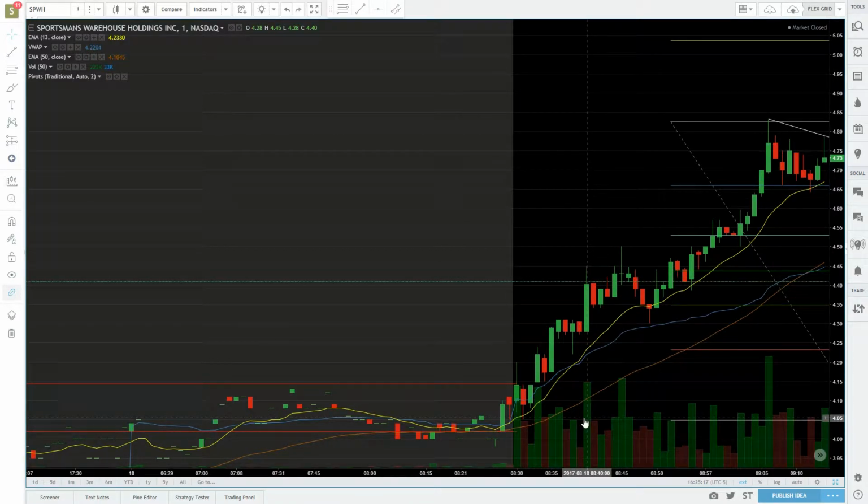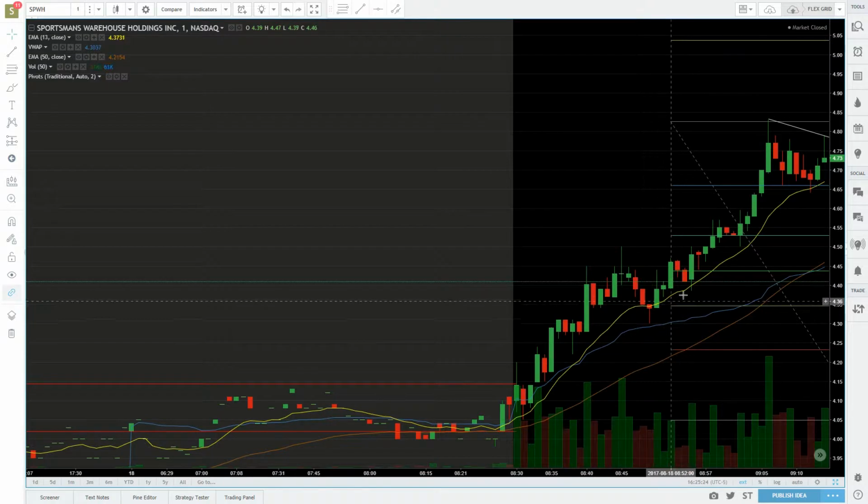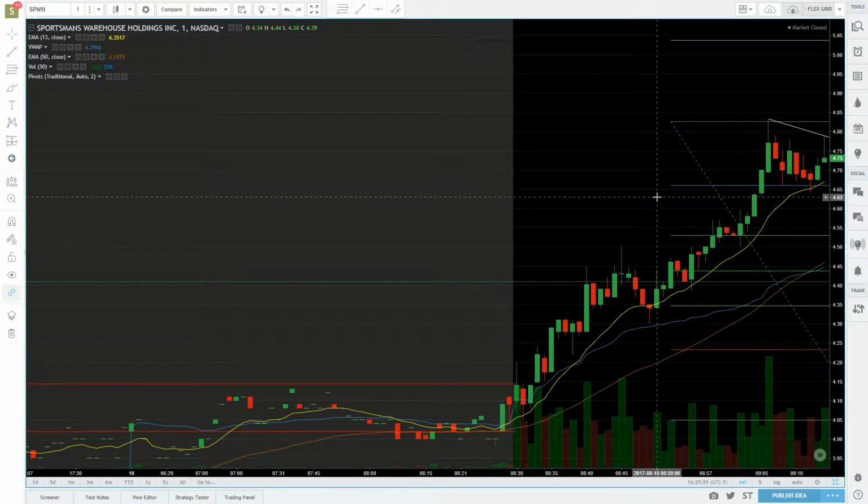You've got to think about it. This is a $4 stock that went from 4.05 almost up to $5. So that's almost a full point move. So I'm going to be looking for a move in the other direction at this point. That doesn't mean it's necessarily going to happen. But let's get back here.